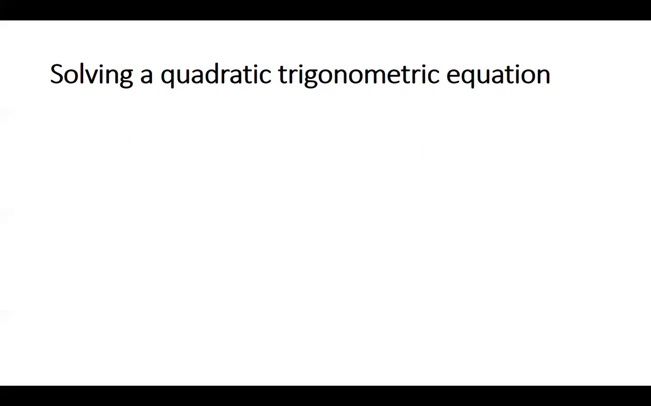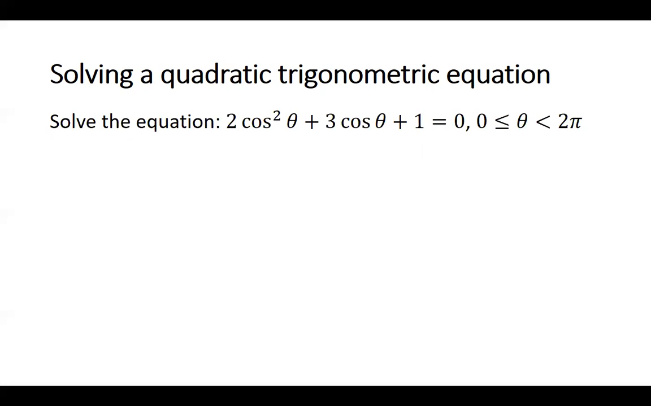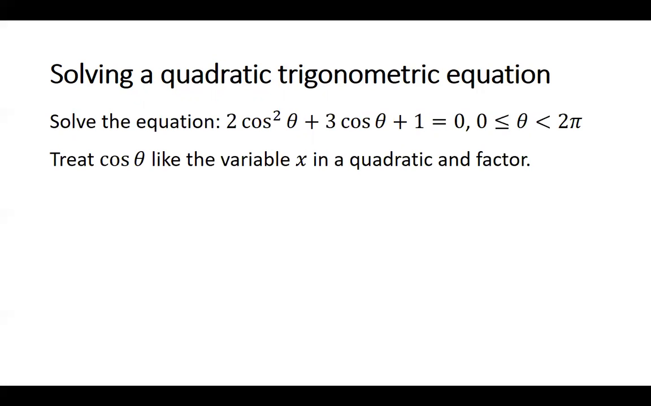Well, that was fun. What about a quadratic trigonometric equation? We can't just leave it at a linear, right? We like quadratics. So let's say we want to solve the equation 2 cosine squared theta plus 3 cosine theta plus 1 is equal to 0 on the interval from 0 to 2 pi. Well, we can treat the cosine theta like the variable x in a quadratic and factor. So we can substitute, it's the same as saying 2x squared plus 3x plus 1, where x is equal to cosine theta, right?